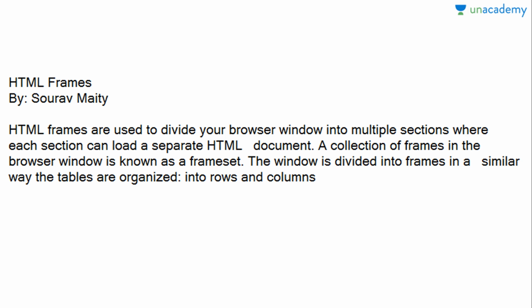HTML frames are used to divide your browser window into multiple sections, where each section can load a separate HTML document. A collection of frames in the browser window is known as a frameset. The window is divided into frames in a similar way the tables are organized into rows and columns. What do you mean by this? We have seen that a browser is divided into multiple screens or multiple types. These are known as frames. So to create that we need the following code that we will do ahead.